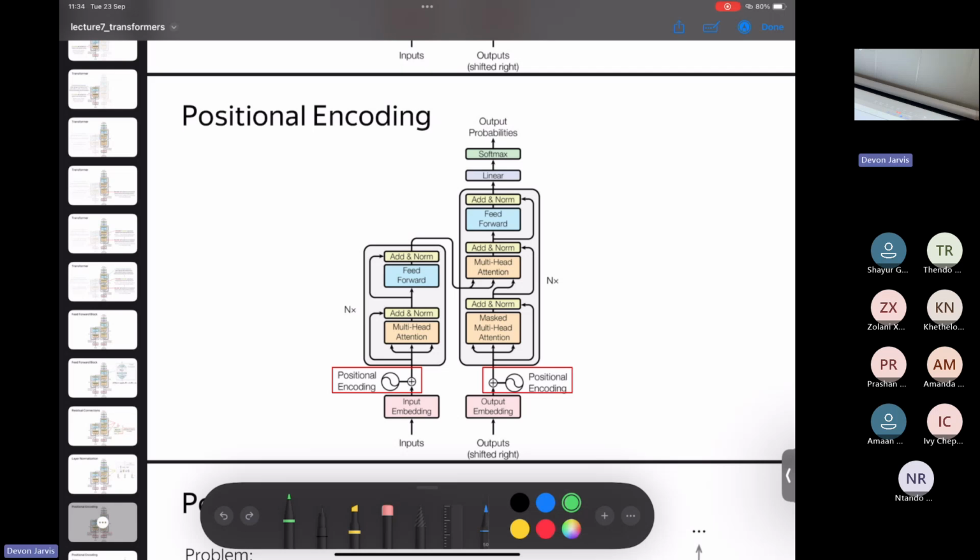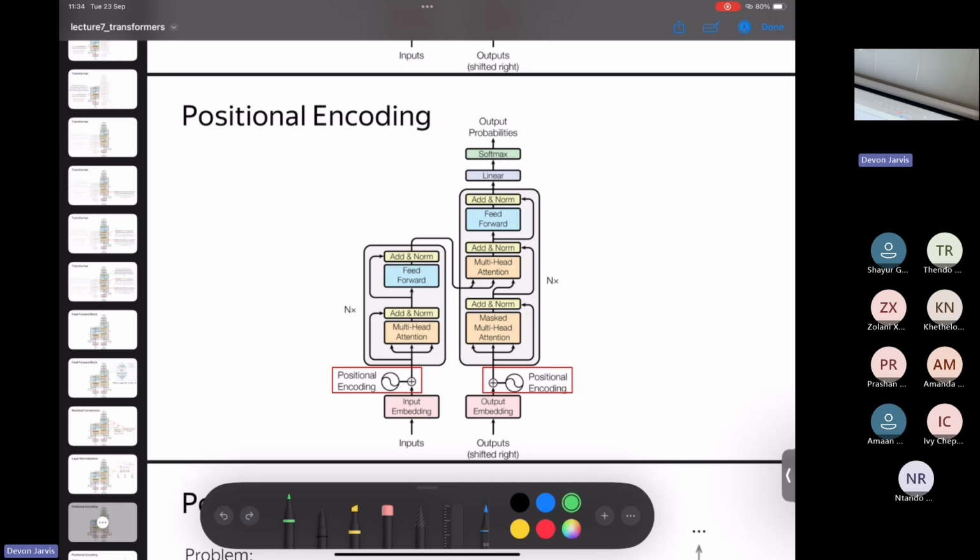You could skip connections, just normal bias addition. Correct. For guys online, the question was, when we do the skip connection, is that just element-wise addition? And it is.